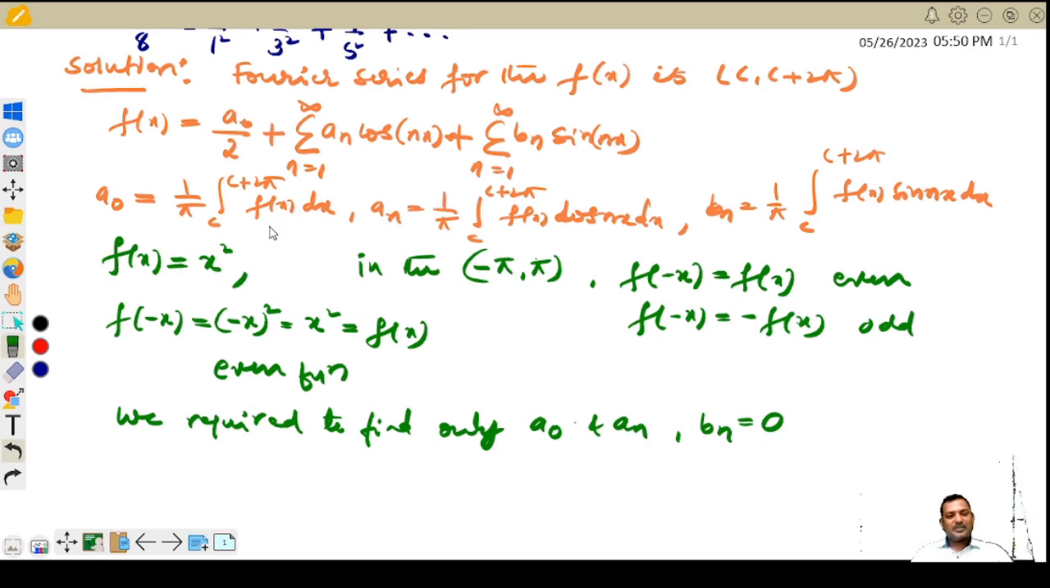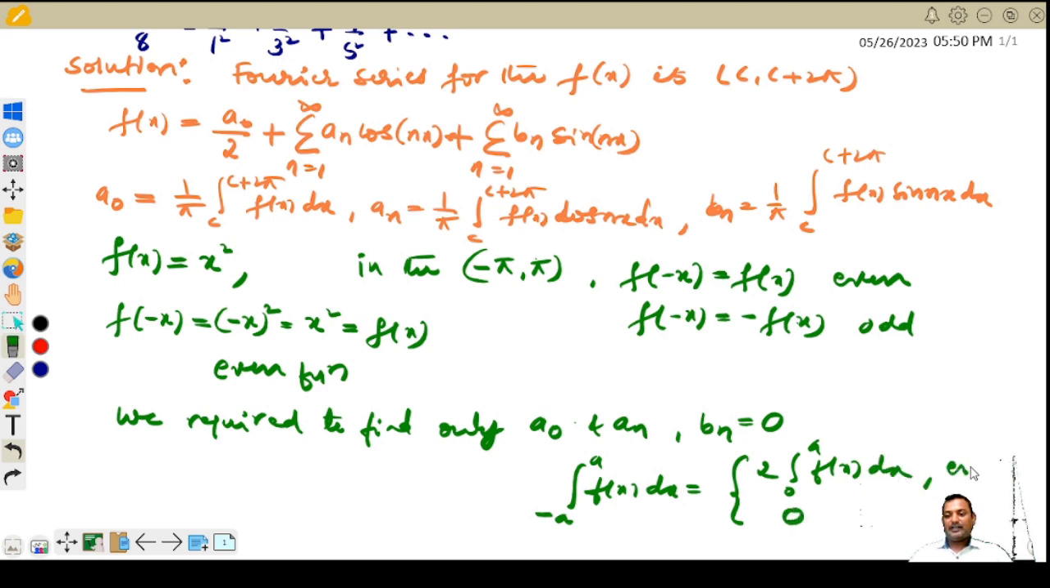For example, look at, student. Here f of x is an even function. If f of x is an even function, and by using the standard integral, we know that the integral from minus a to a of f of x into dx has the value 2 times the integral from 0 to a of f of x into dx, and it is 0 when the function is odd. This is when it is even, and when it is odd, the integral is 0.